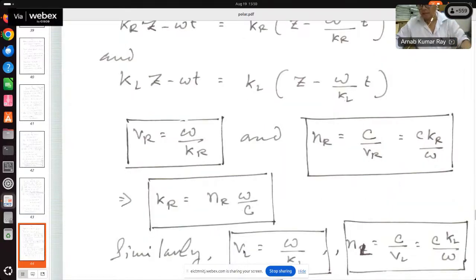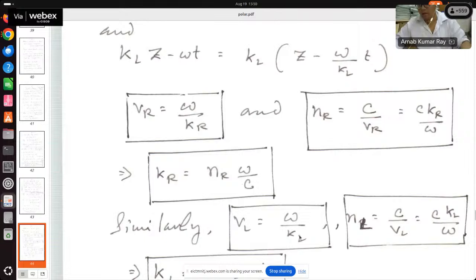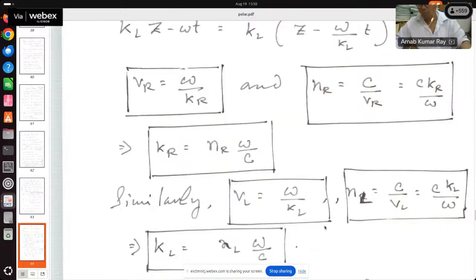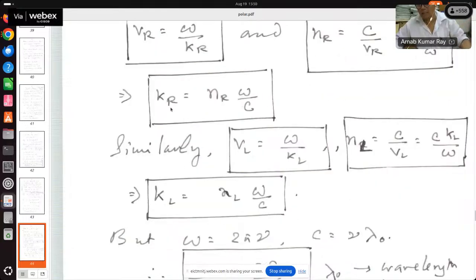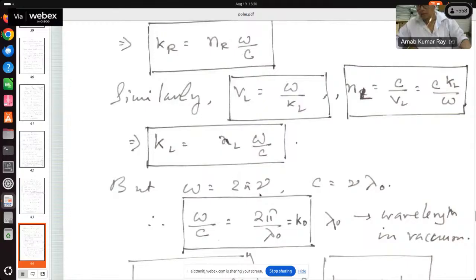Similarly, VL will be omega by KL, and the corresponding wave number will be NL omega by C, just following the previous track. And NL will be equal to C by VL, that is C KL by omega. And so KR will be equal to NR into omega by C, and KL will be equal to NL omega by C.